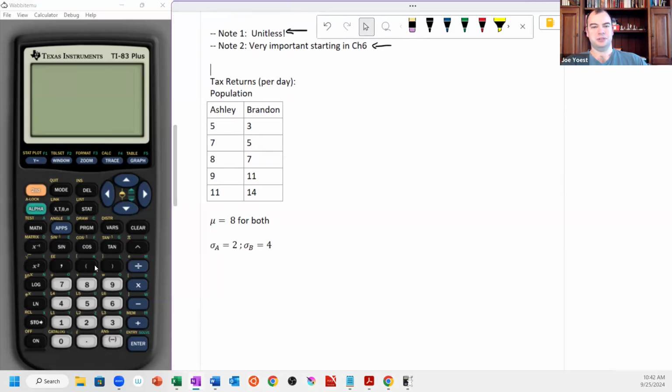So for instance, if I was looking at the Brandon data, and I was interested in finding the z-score, I could pick one of these data points, like 5 returns per day, but I could even pick a hypothetical potential data value, maybe like 6 returns per day, even though Brandon never actually achieved 6 returns per day. I could still ask the question, what would be the z-score for a data value of 6 returns per day?